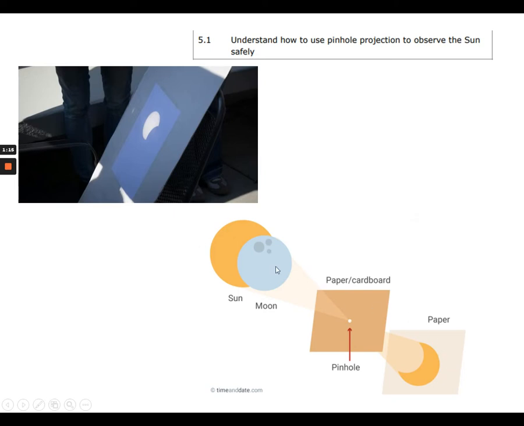You can do it through a telescope or you can just do it with the plain light, which is a pretty cheap way to observe a solar eclipse, and sometimes you can see some details on the sun as well. So pinhole projection, you can see in the top left here, observing the solar eclipse. So a very, very simple and safe way to observe the sun.